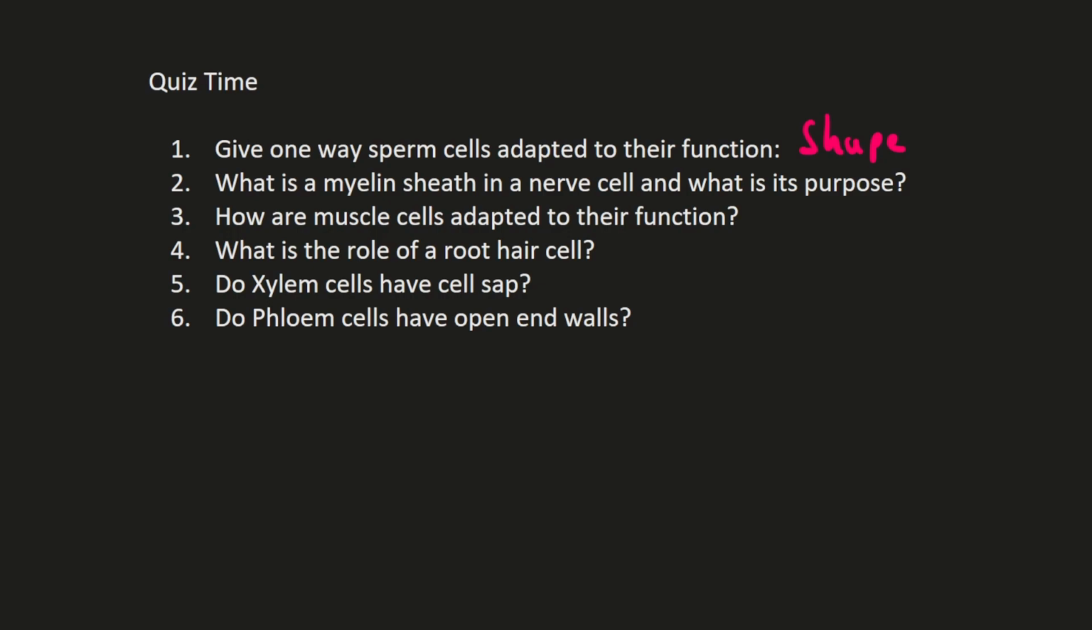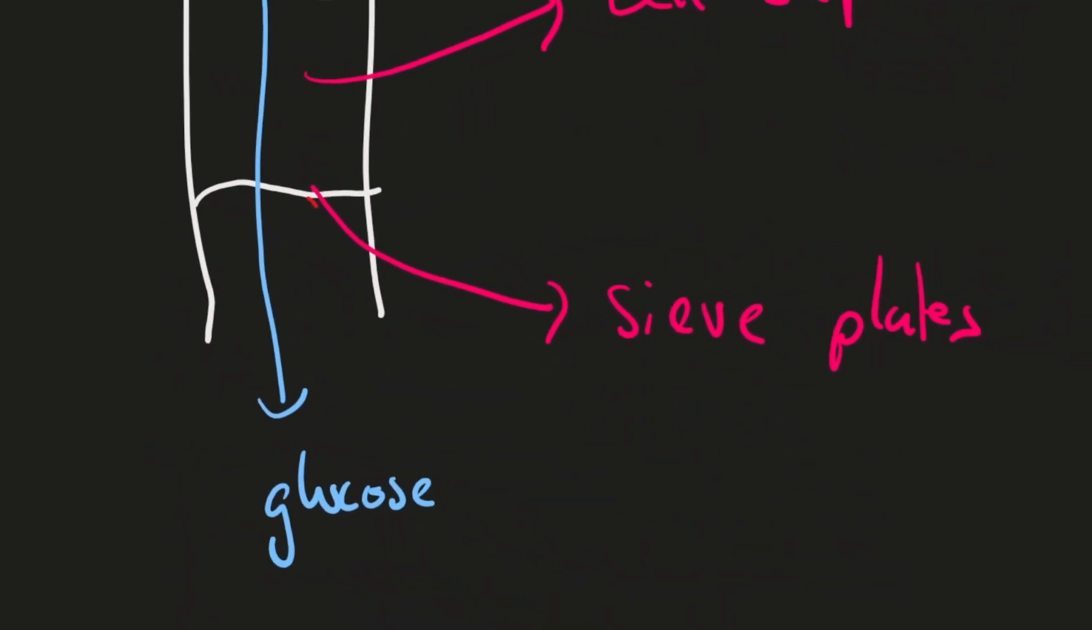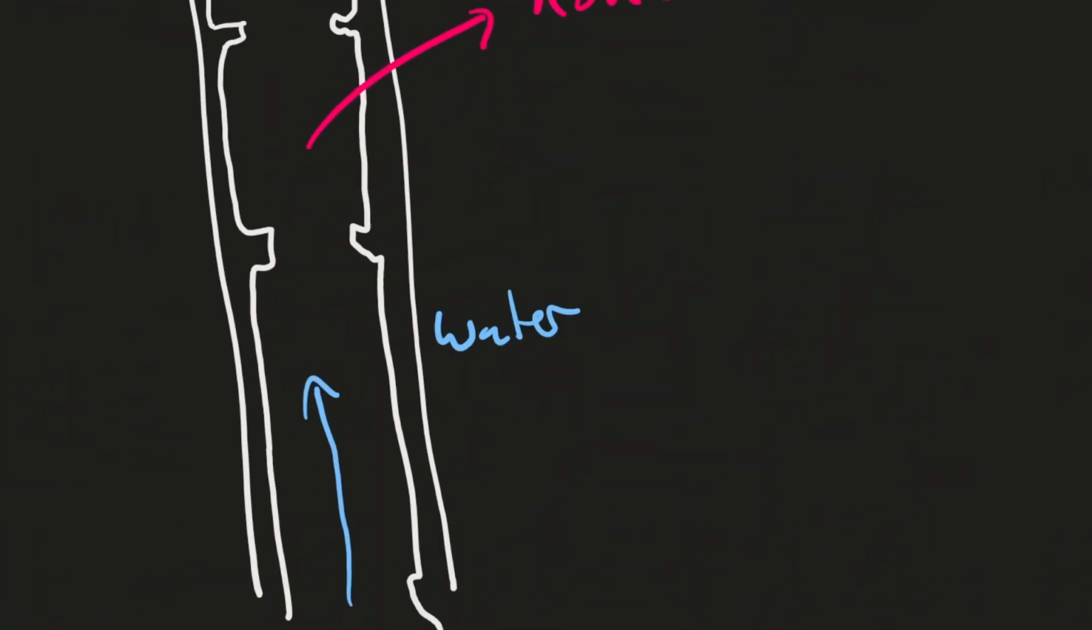Question 5, do xylem cells have cell sap? Xylem cells are hollow, so they don't have any cell sap in the middle of them, so that's not true. And do phloem cells have open end walls? Phloem cells do not have open end walls. Open end walls are what xylem cells have to allow water to flow through. Phloem cells, on the other hand, as we mentioned, have sieve plates, and the sieve plates allow the glucose to travel from one cell to the other. But it's not open-ended like the xylem cell. You can see these are open-ended, so these are basically open cell walls.